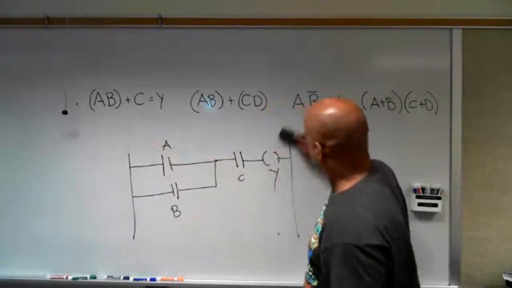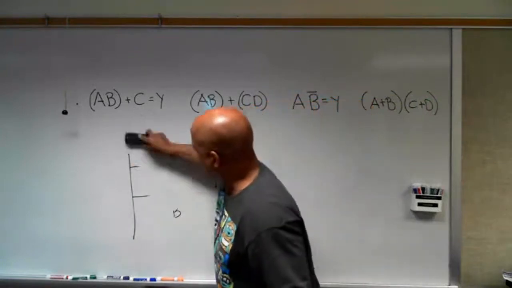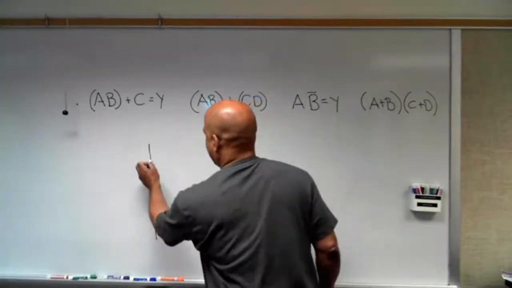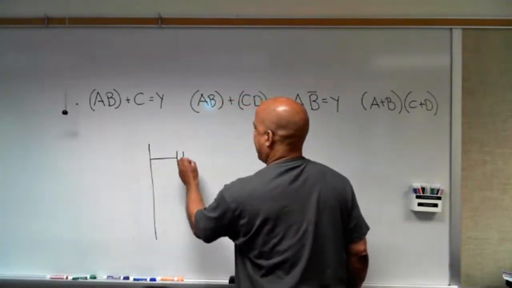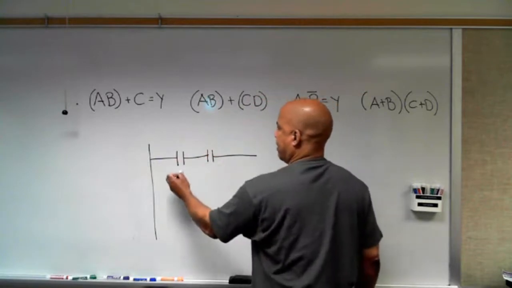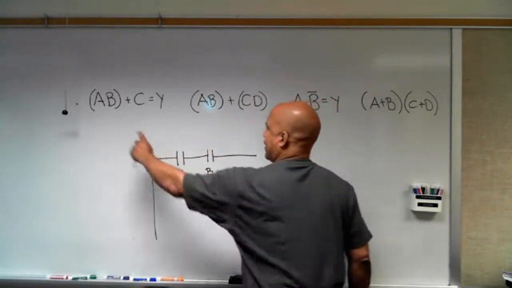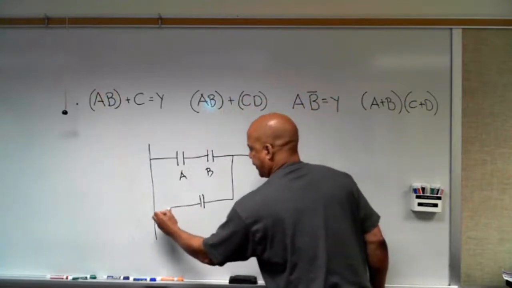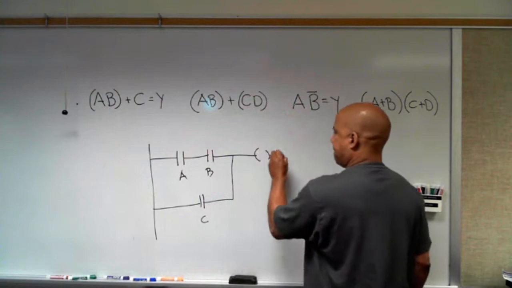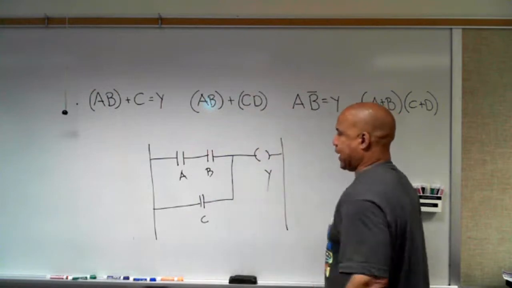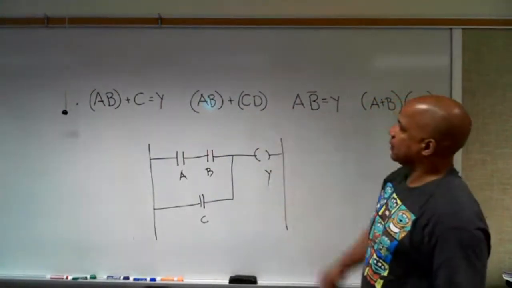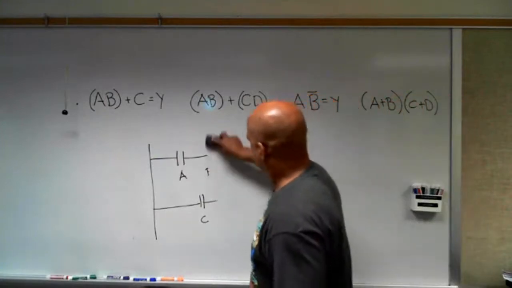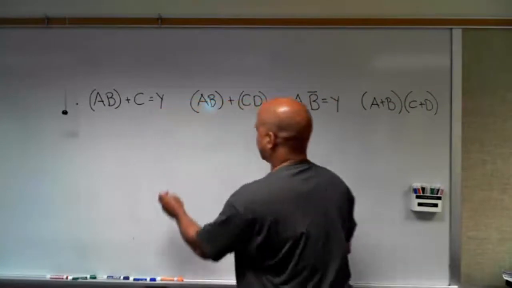This one is kind of the same, but we just flip the OR with the AND. So I can take A and B. Then that whole quantity is ORed, or in parallel, with C. So that control ladder looks like that. And then this one looks like I have two ANDs, and they're ORed together. So I've got two series contacts.